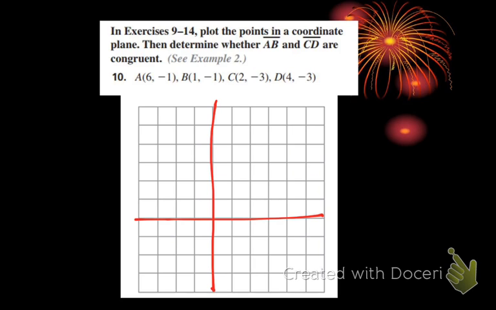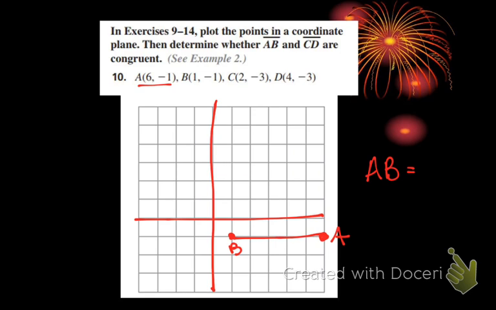Just wait. In order to plot these, it says plot the points in a coordinate plane, then decide whether AB and CD are congruent. So we got to plot our points, 6, -1. So I need to go over 6: 1, 2, 3, 4, 5, 6. Down 1. Here's letter A. Letter B is 1, -1. So here's letter B. So what's the length of AB?